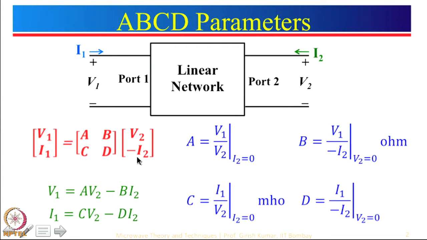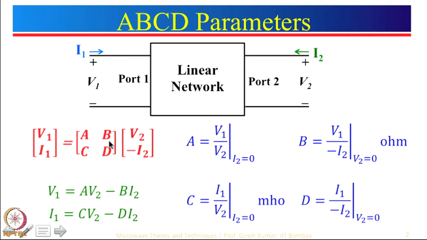Many a times you can just think that if I2 is coming in, let us say I2 dash is the current leaving here, then I2 dash will be nothing but minus I2, and that will be plus I2 dash. So, it is just a matter of notation. How do we define the ABCD parameter? Let us open the matrix first. V1 is nothing but A multiplied by V2, minus B times I2, and I1 is nothing but C multiplied by V2 minus D times I2. So, these are the ABCD parameters.